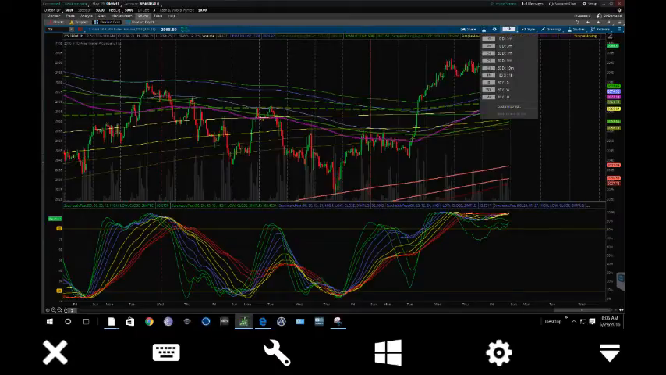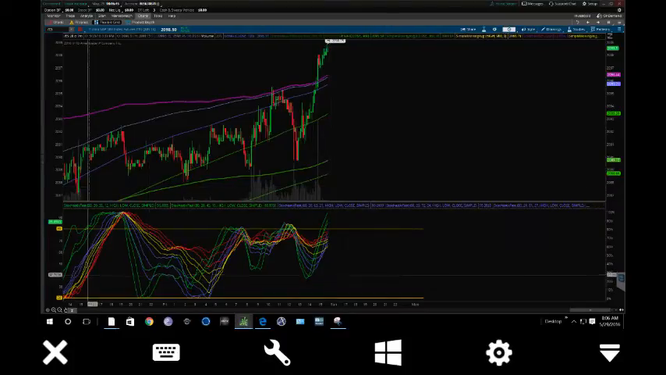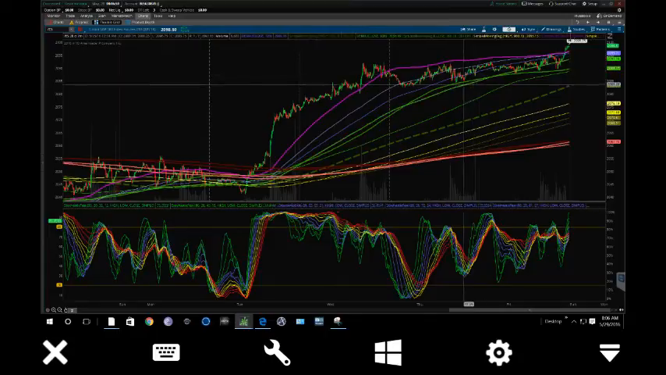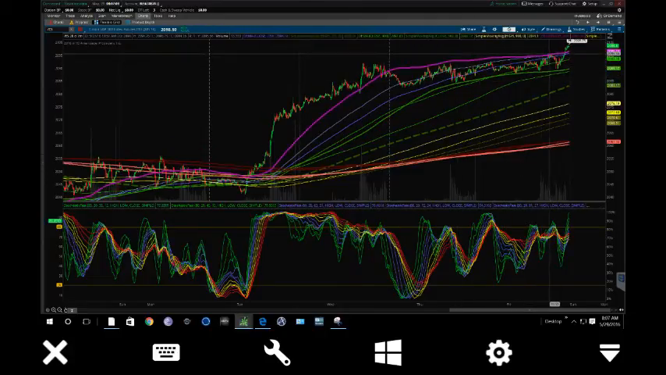Okay, now let's look at the 7-minute one real quick. Why I like the 7-minute so much is because look at this nice little channel it created between the purple one, these blues, and then the greens. There was a failure of the purple. Test it, not quite, getting support here, just fighting it, test it again, and finally breaks through it. That's a very bullish sign.